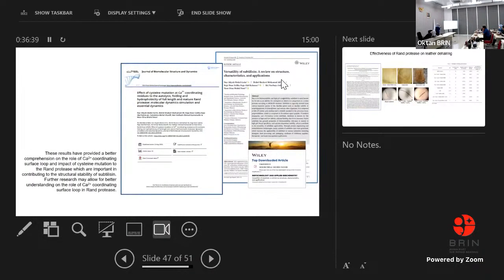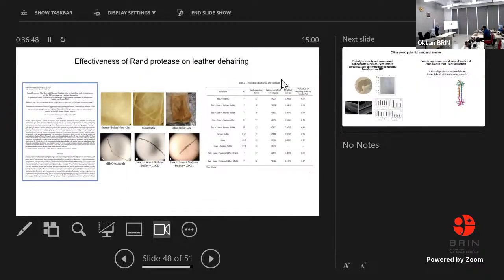All right, so this is just two papers that we published from the studies. Okay, and then the next one. This is also related to RAN proteases, where we check on the effectiveness of the RAN protease on leather dehairing, and it seems to show that the RAN protease is a very good candidate that can be applied in the leather dehairing industries.